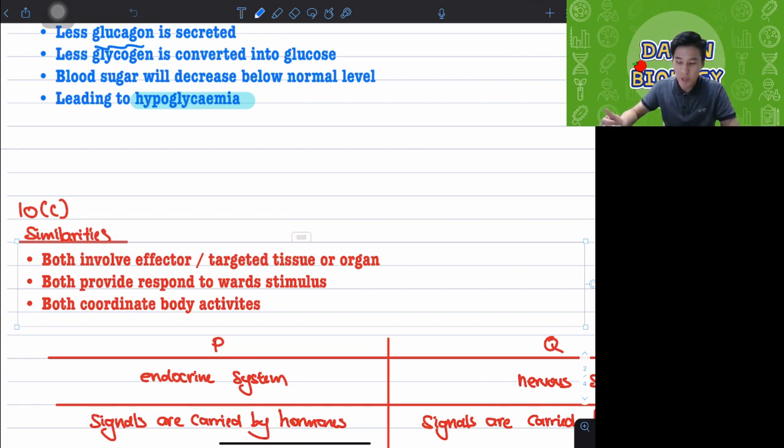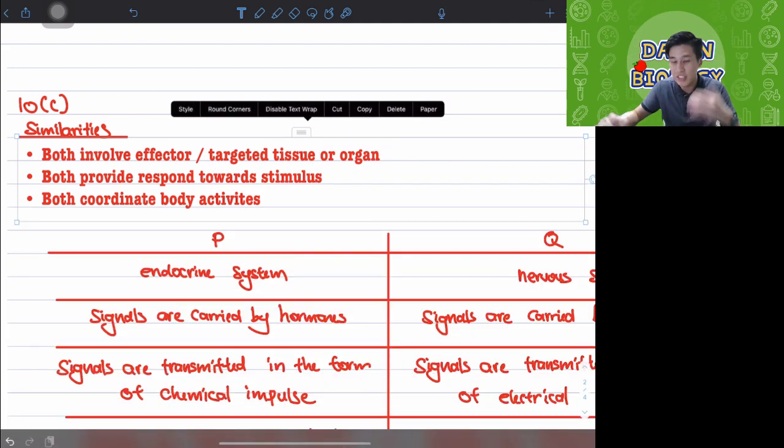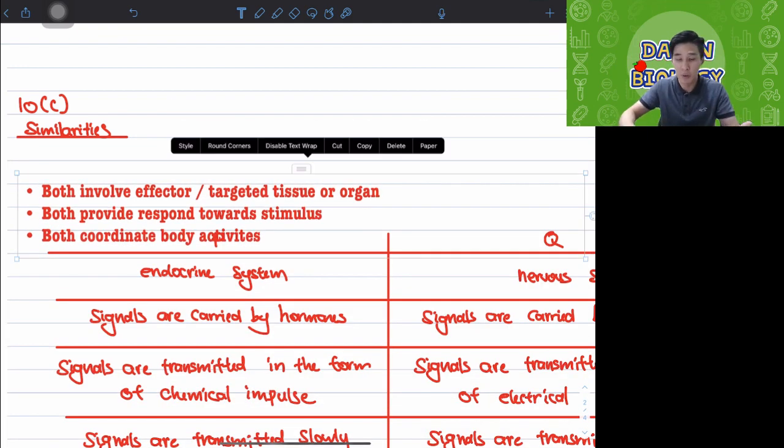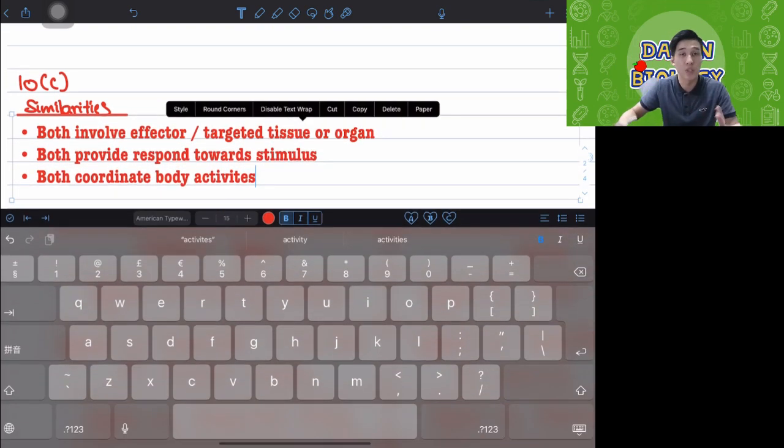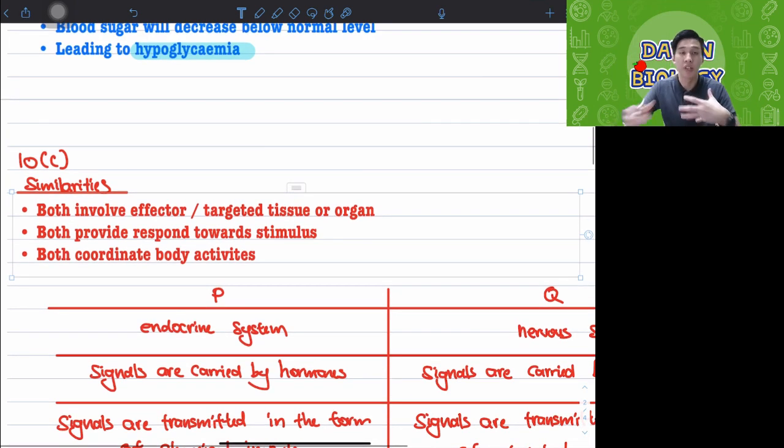Both provide response towards stimulus, definitely. Right, I already told you, right? One is internal, one is external. Okay, both help you respond. And both coordinate body activities. So movement and internal organ actions, all these are called body activities.